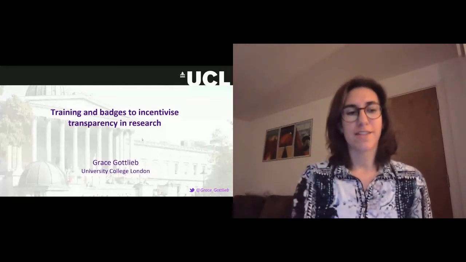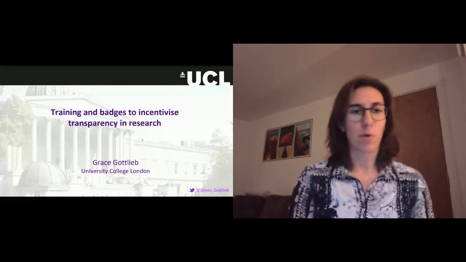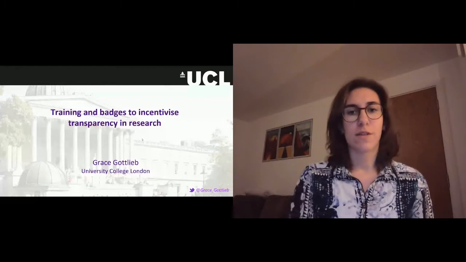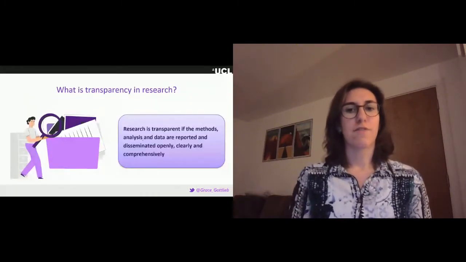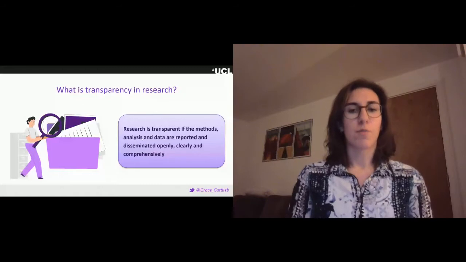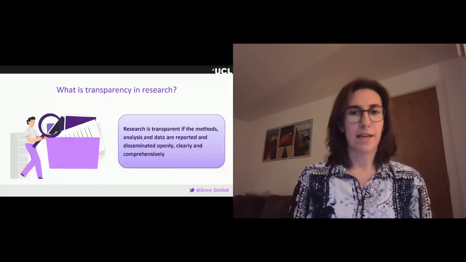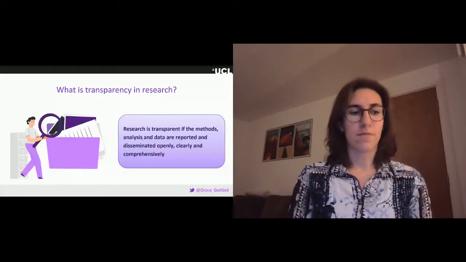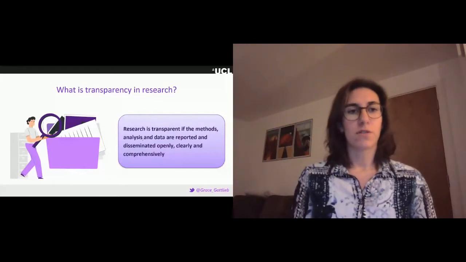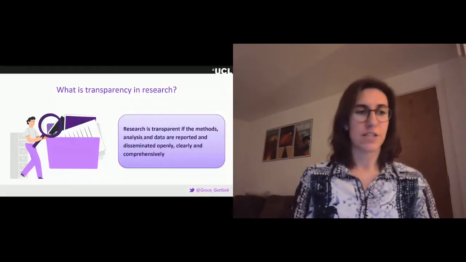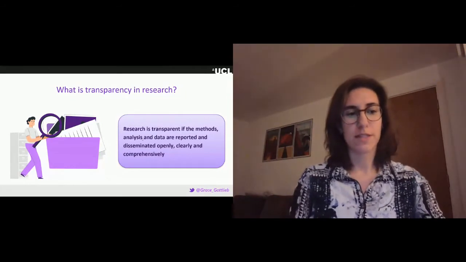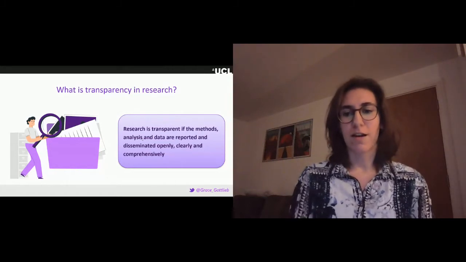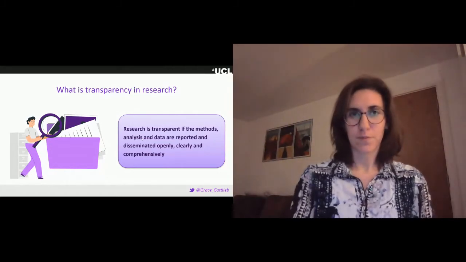So before I tell you about this initiative, I'm going to explain what we understand transparency in research to mean. And this is a definition that we use at UCL. So research is transparent if the methods, analysis, and data are reported and disseminated openly, clearly, and comprehensively. And what that really means is ensuring that, as well as being open about the methods you've used, there are other initiatives you can take, such as pre-registering your study or sharing your data. I'm sure these are all activities that you're familiar with, but the question is how to encourage these.